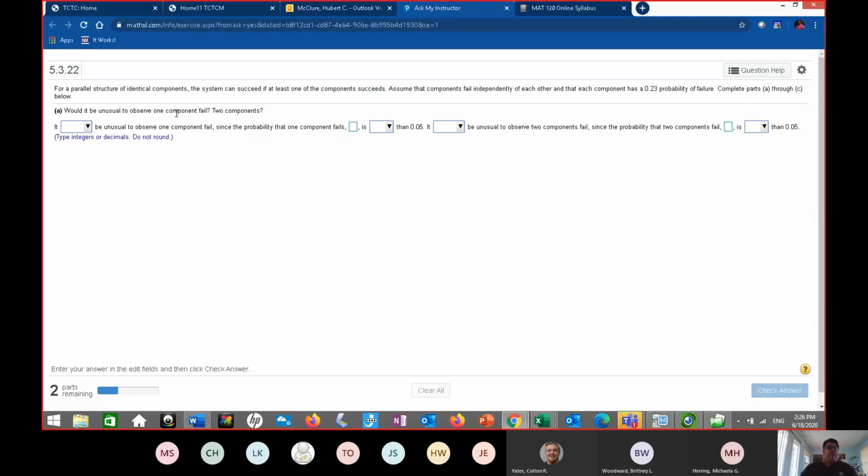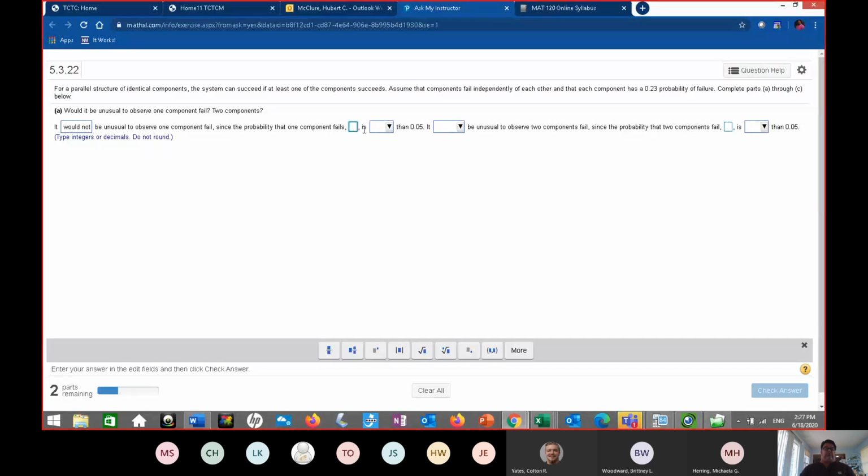Would it be unusual to observe one component fail and two components fail? Would it be unusual? Well, Lord, no, it's 0.23. 0.23 is way above 0.05. So no, I don't know what they want here. It would not be unusual to observe one component fail, since the probability that one component fails is 0.23, which is greater than 0.05. I hate these.